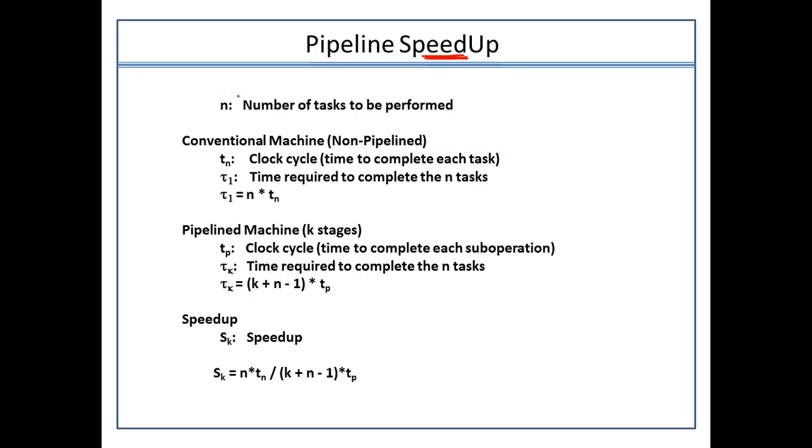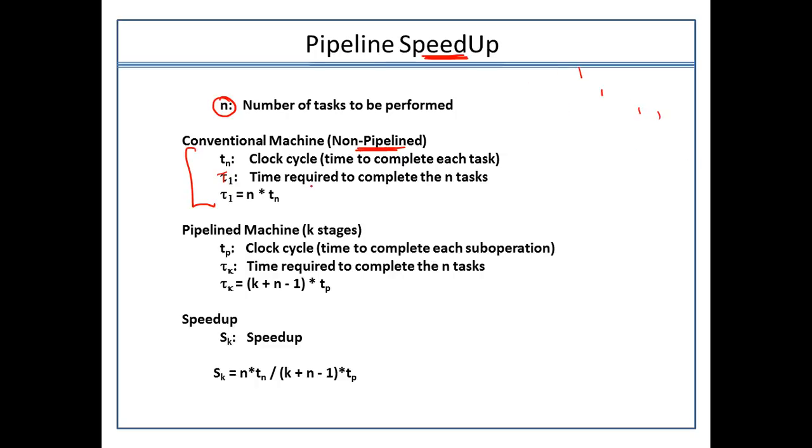So this is basically done by understanding one numerical here. Let's suppose n is the number of tasks performed. These are the total number of tasks. In the conventional method, when it is non-pipelined, what will happen? Let us suppose Tn is the clock cycle time to complete each task, and T1 is the time required to complete the n tasks. Definitely, because it is conventional, one by one it will move ahead, and in total we can get the time.